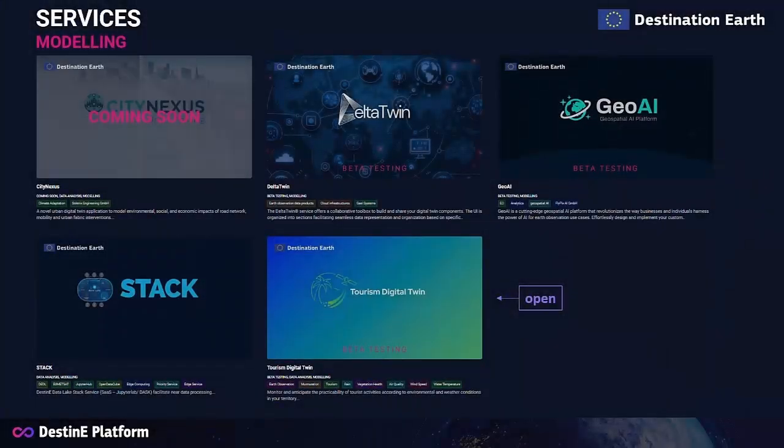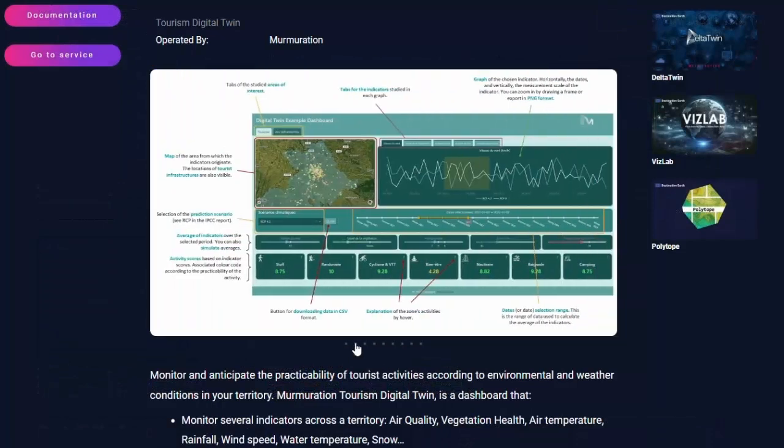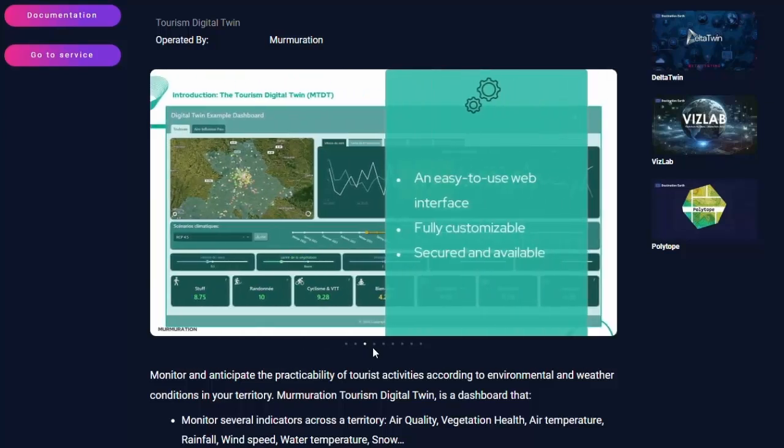Among the services in the modeling category, we find one of the services that are currently open to all visitors and which is in the beta testing phase. This is the Tourism Digital Twin service. It is presented in a user-friendly web interface and it's suited for tourism stakeholders as well as tourists.